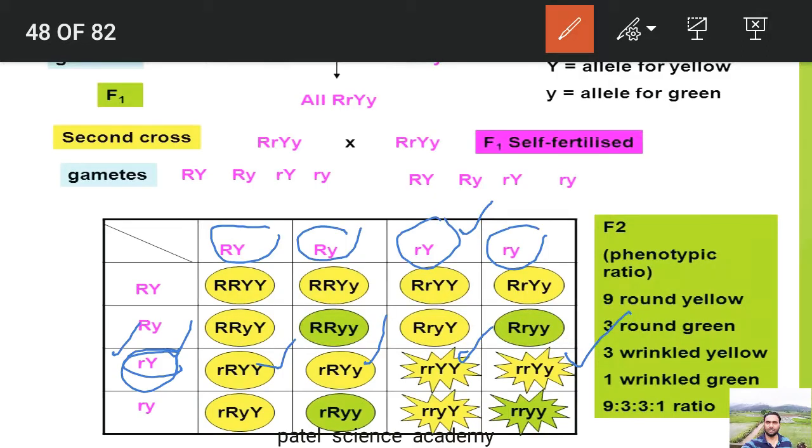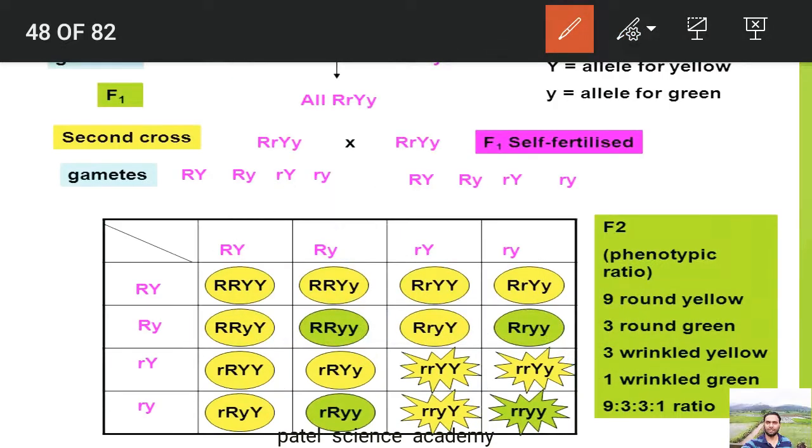Likewise, when this capital R capital Y fuses with this small ry, it will make capital R small r, capital Y small y. This one with this will make capital R small r, small yy. This one with this will make small rr, capital Y small y, and this small ry with small ry will produce small rr small yy. Likewise, these 16 results will be produced in this checkerboard, and this is the Punnett square or checkerboard.